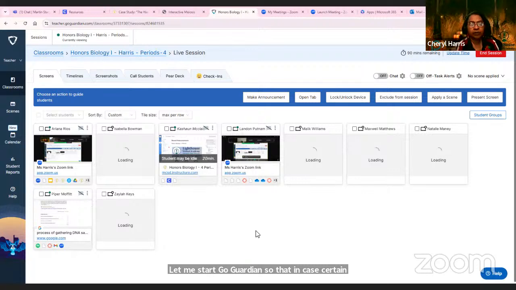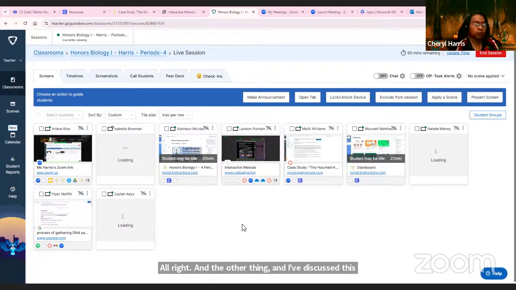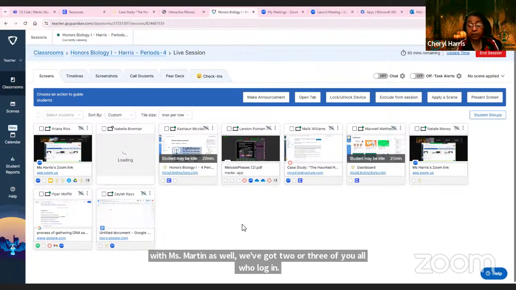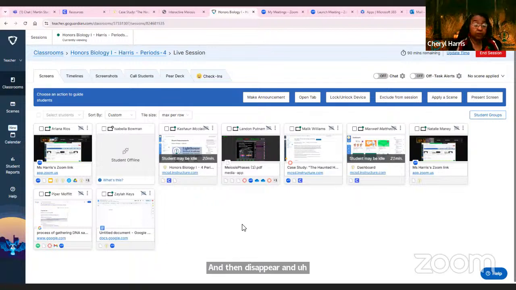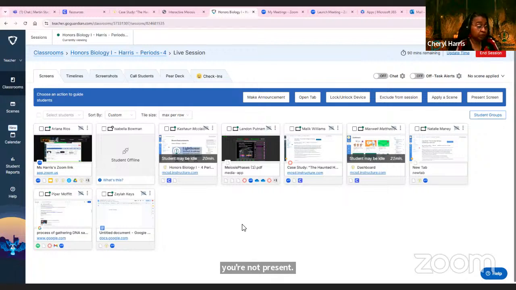The other thing, and I've discussed this with Miss Martin as well, is that 2 or 3 of you log in and then disappear, and that's absent. If you're logged in and GoGuardian says you've been idle for 20 minutes, that means you logged in and took a walk. You're not present, so don't do that, because I'm not marking you present if it says you've been idle for 20 minutes.